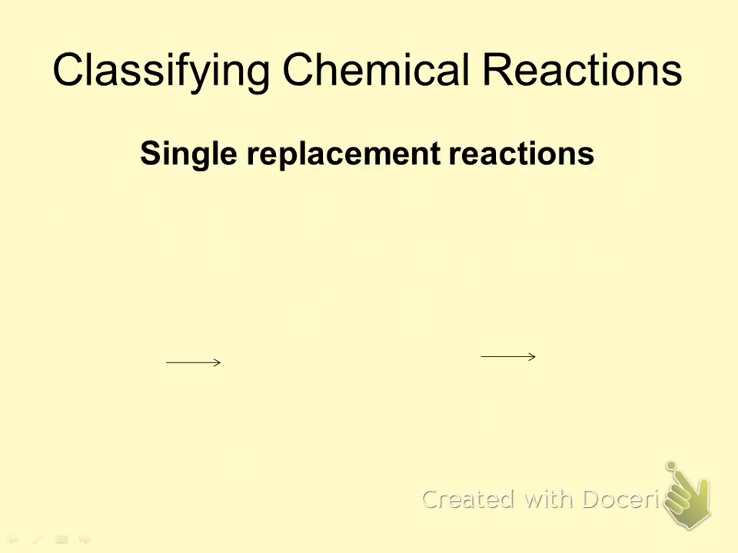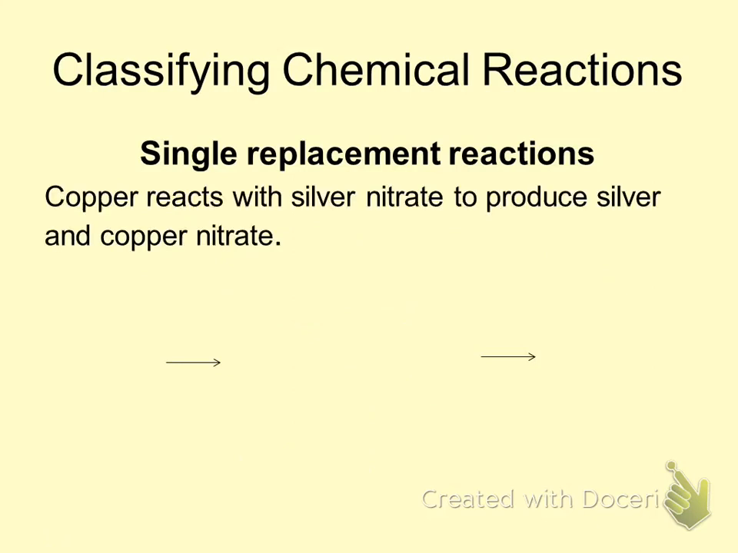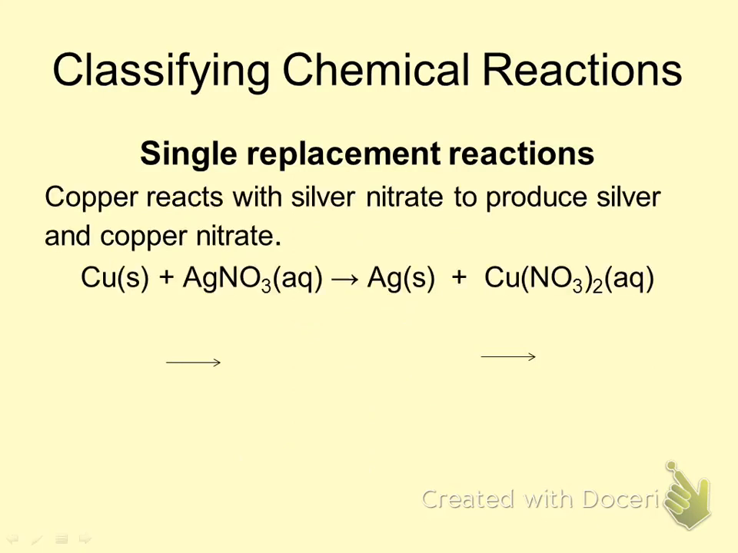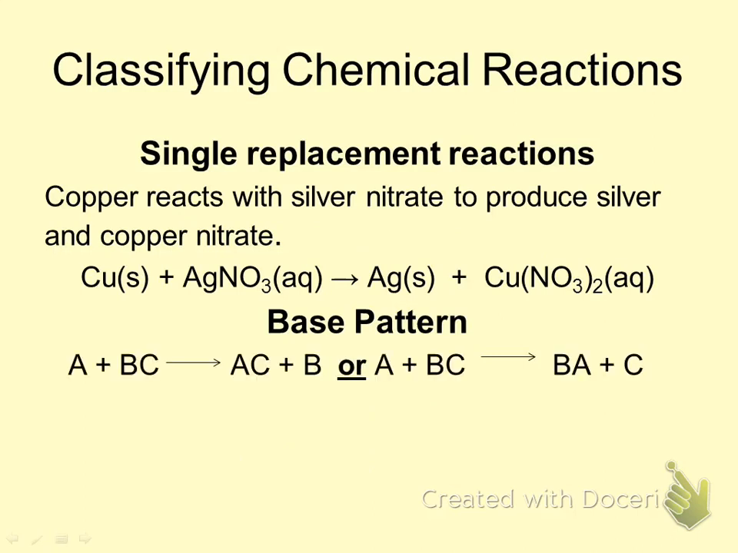Next, we have single replacement reactions. Now, just like you're thinking, replacement means I have to be switching something out. And because of that word single at the beginning, that means I'm only going to be switching or changing out one part. This is where a challenge comes in, because this is where we're going to see a slight difference in our base pattern. What do I mean? In our first base pattern, we have A plus BC yields AC plus B. This would be in a case where we have a metal as A.